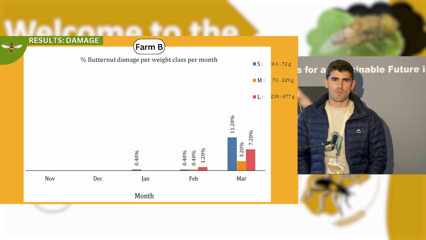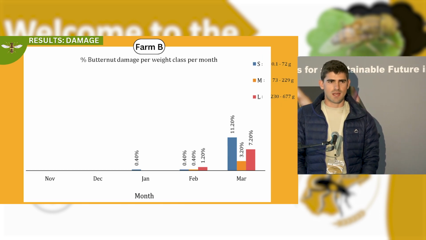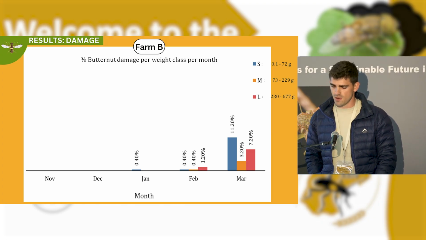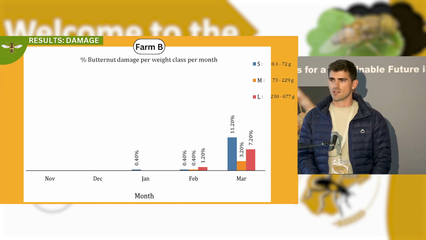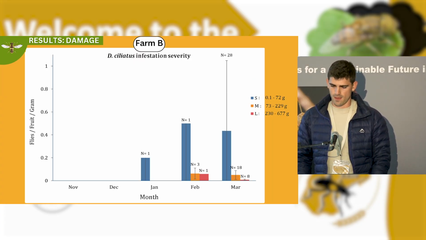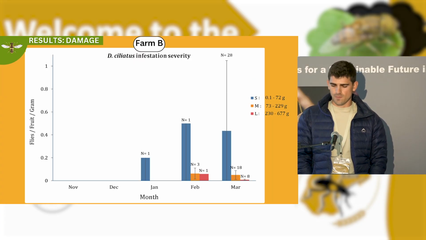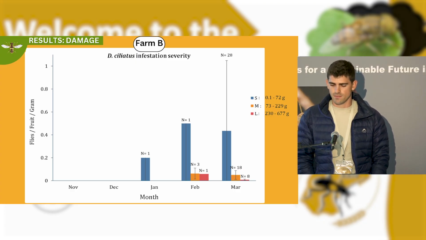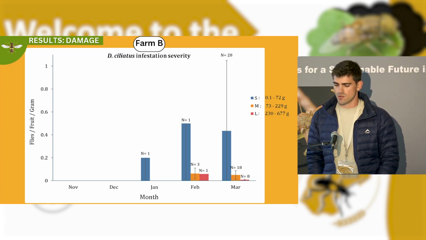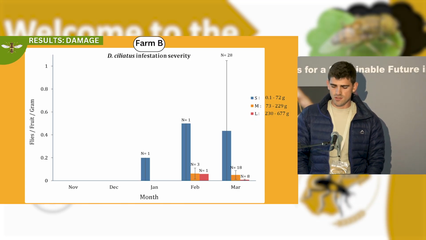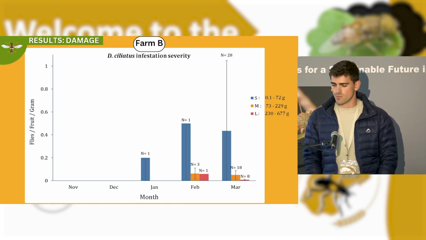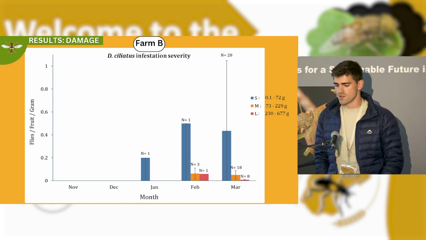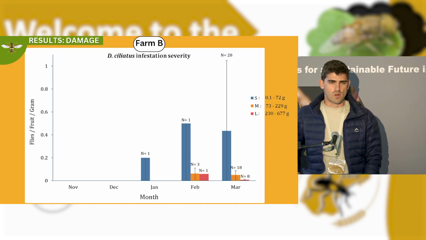Now turning to Farm B, we're looking at the same type of data. This graph shows the percentage of butternuts infested each month, broken down by weight class. At Farm B, we again see that small fruit were the most severely infested across all months where damage was recorded. This consistent pattern highlights the vulnerability of smaller fruit and their potential role in driving fly population growth at this site as well.